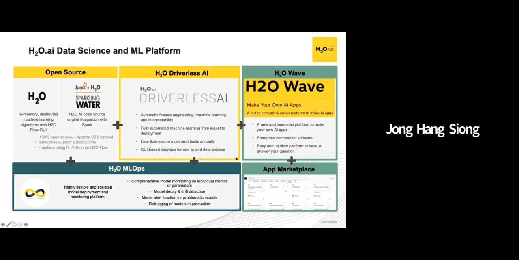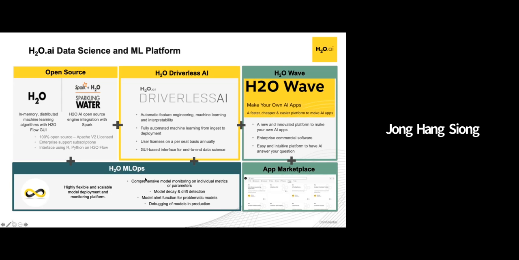Driverless AI is the commercial product. It's an automated machine learning platform, which simply means that you don't have to write code in order to build a robust and accurate machine learning model. It is GUI based. And this is H2O Wave, a platform that developers use to build business apps for business users to use.